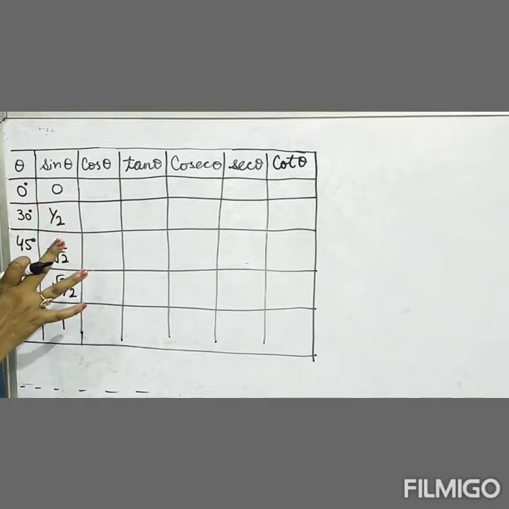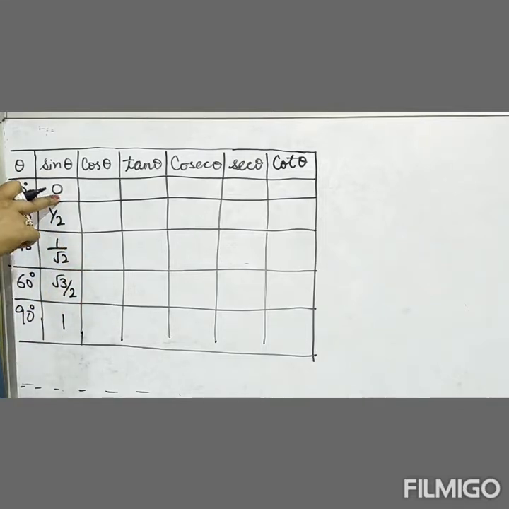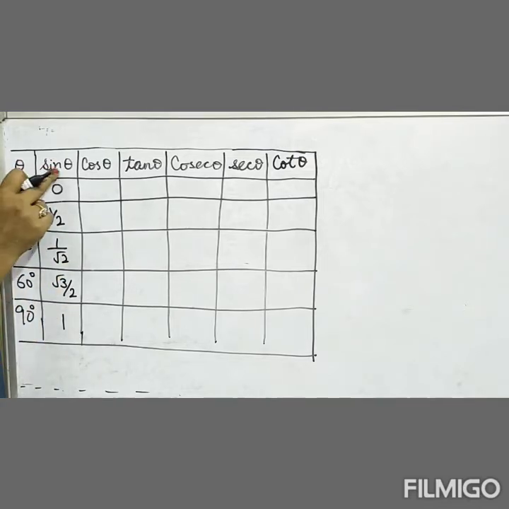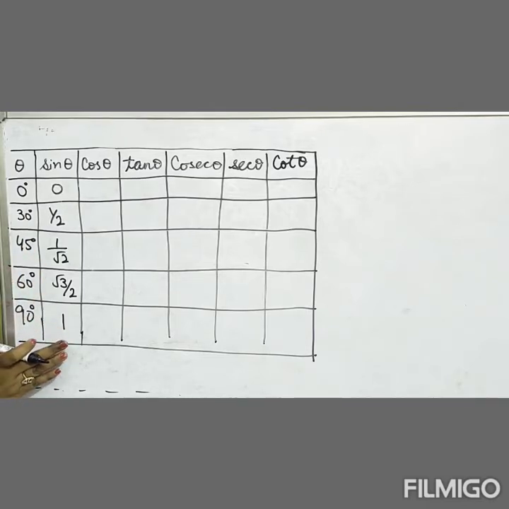Now how can we read this table? This is 0, and the 0 value is for which ratio? Sine, and at which angle? 0 degree. So sine 0 degree is 0. Sine 30 degree is 1 by 2. Sine 45 degree is 1 by root 2. Sine 60 degree is root 3 by 2. And sine 90 degree is 1. Okay. Now we have the values of sine theta for 0 to 90.